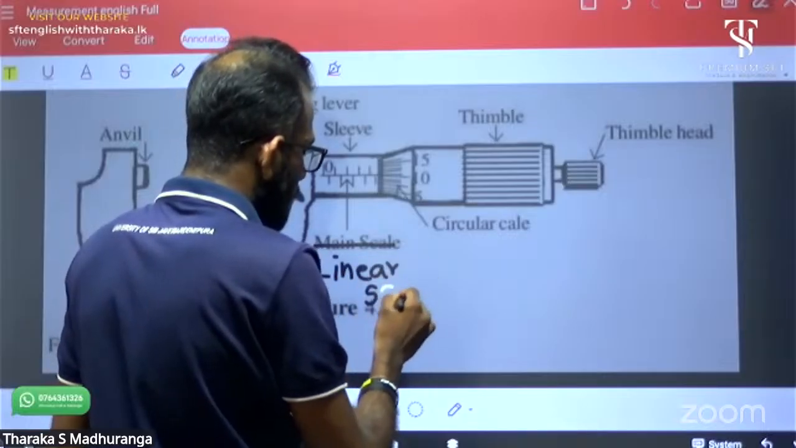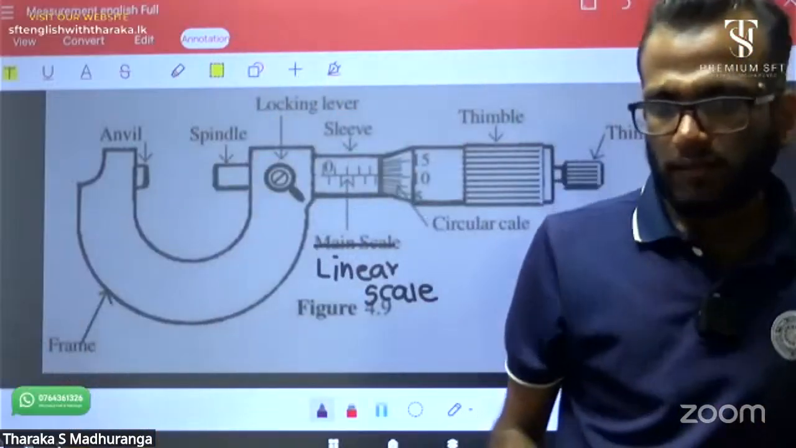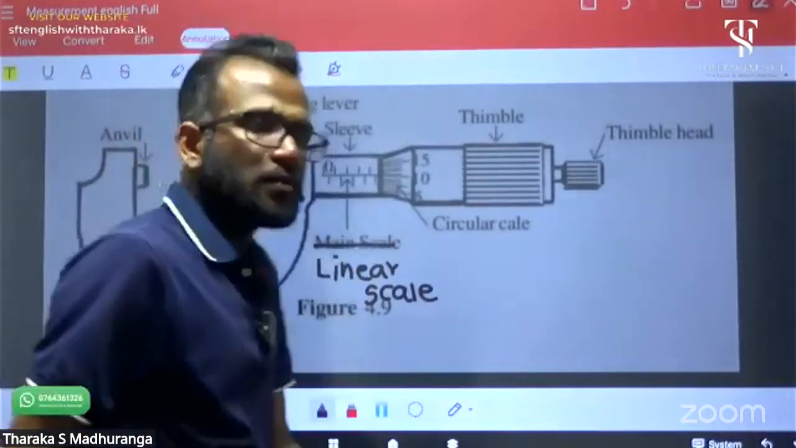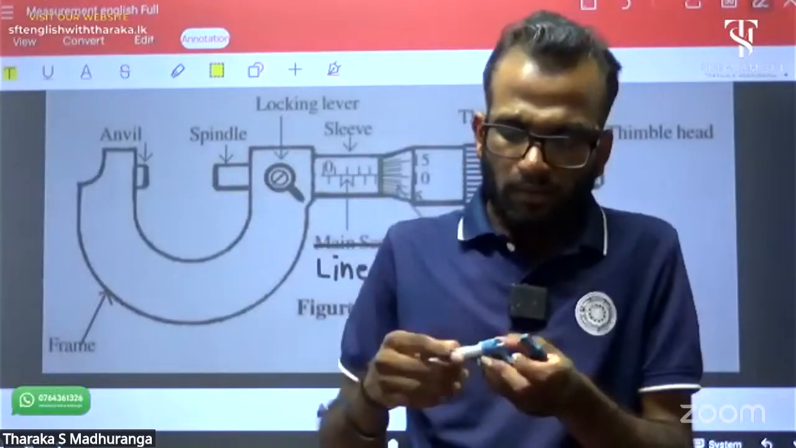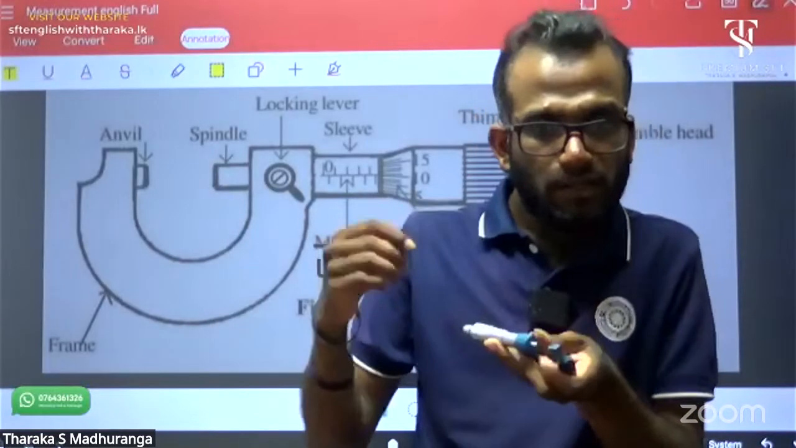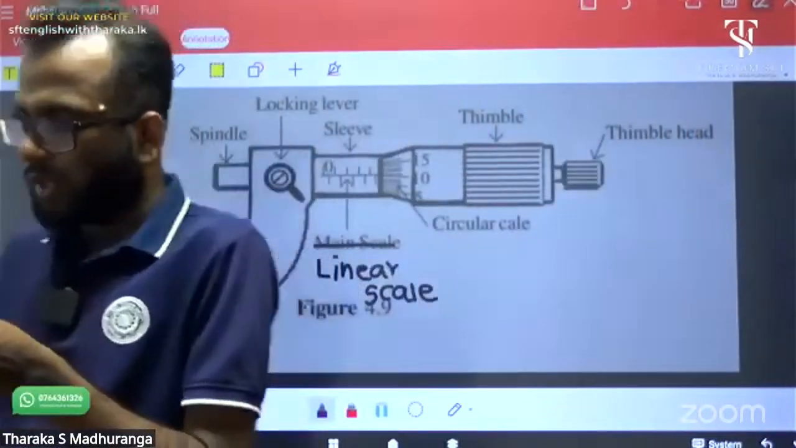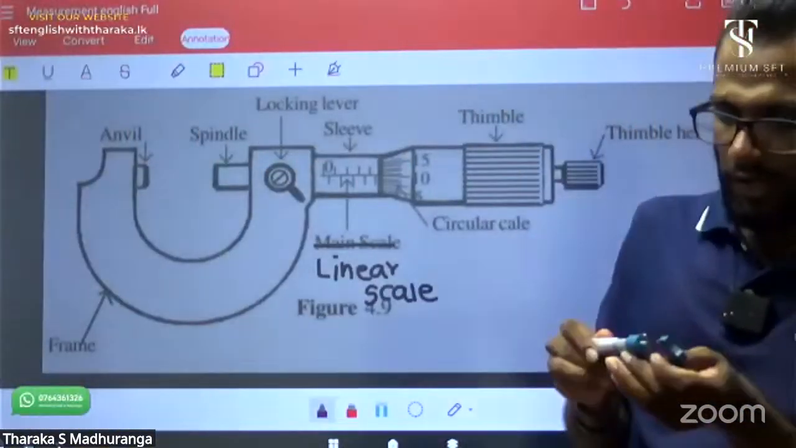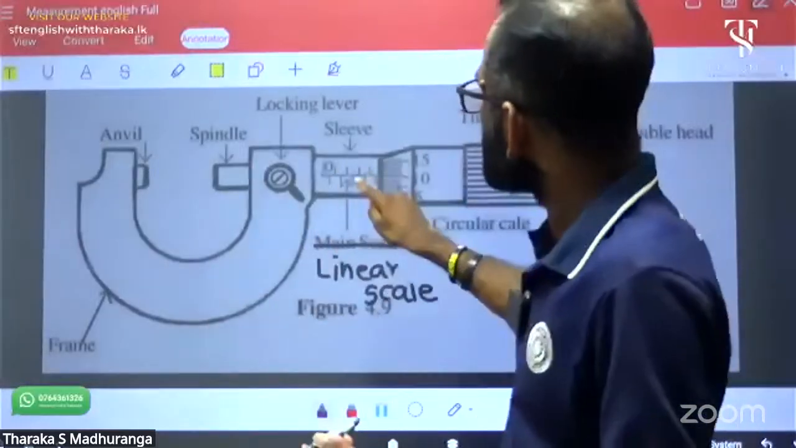Linear scale. Change it to linear scale for easy understanding. Both are correct, but if you use main scale, it's difficult to manage with the vernier caliper. No, the vernier caliper also has a main scale. Okay, therefore it is better to use the term linear scale. Okay, now this is the linear scale.